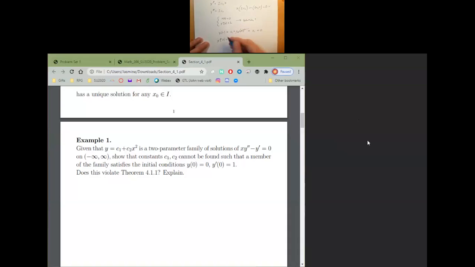But y prime of 0 will be 2 times c2 times 0, right? Because c1, oh gosh, I don't think it even actually requires c1 to be 0, but right, this derivative doesn't rely on c1 at all. And so this is going to disappear. It's going to be equal to 0 for all x forever, right? And so there's no way to solve this second part of this equation. Okay, so there are no solutions.